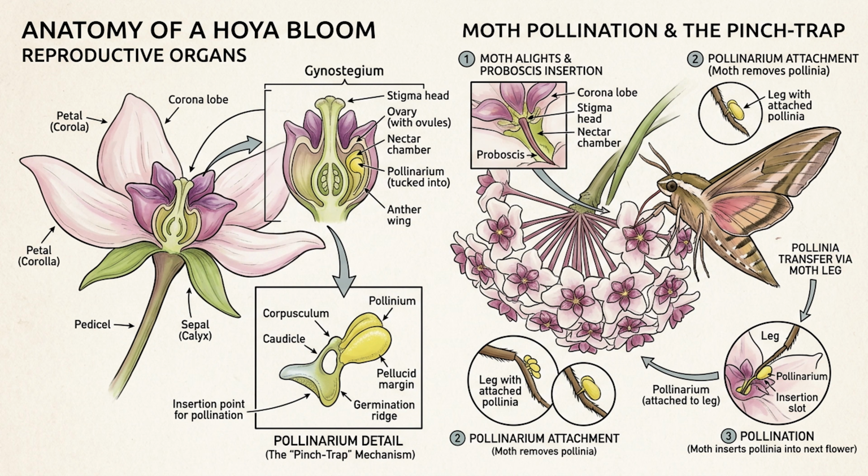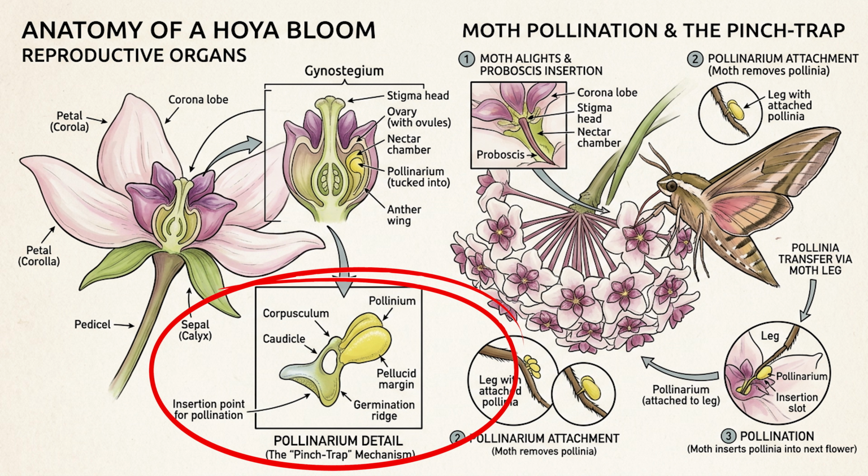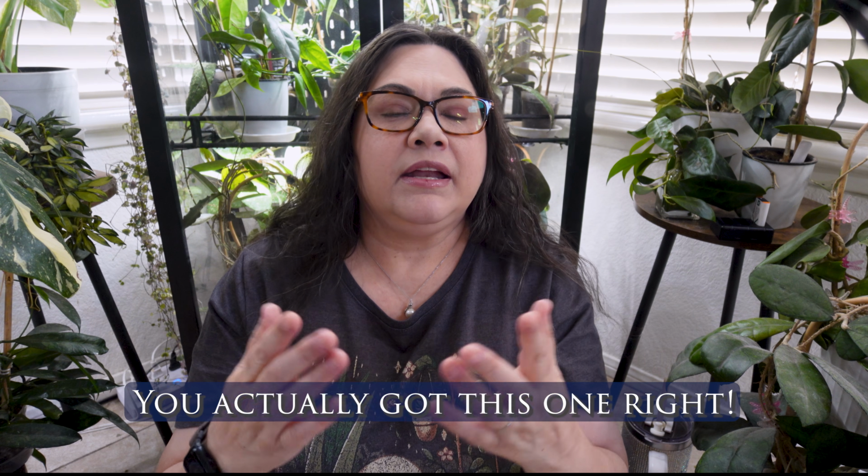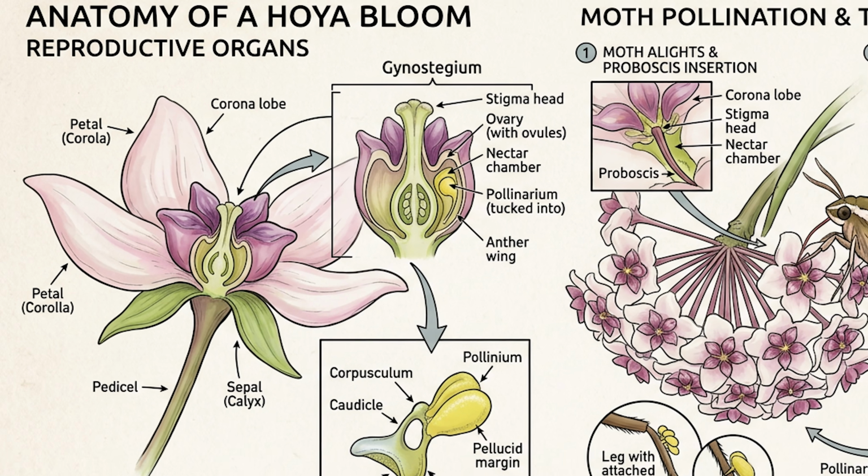Now, this is the coolest part of Hoya science. Hoya don't have loose pollen, they have pollinia. Now imagine 2 waxy pollen sacs connected by a bridge with a sticky middle. That is called the corpusculum, and I hope I'm saying that right. I'm probably not.